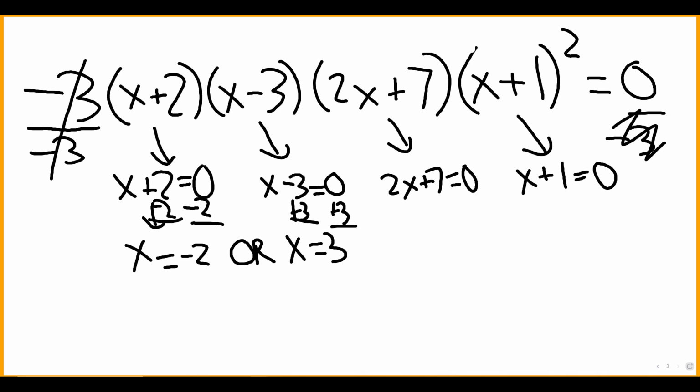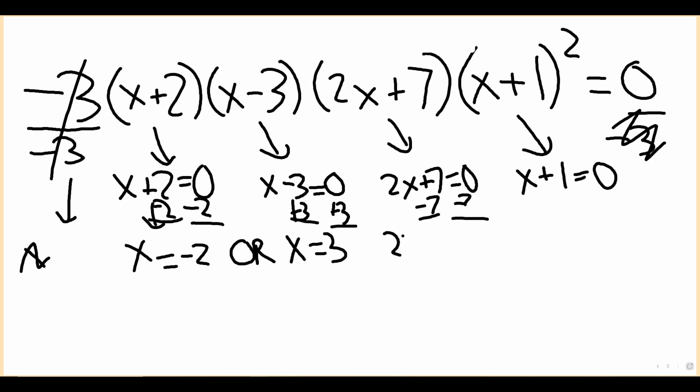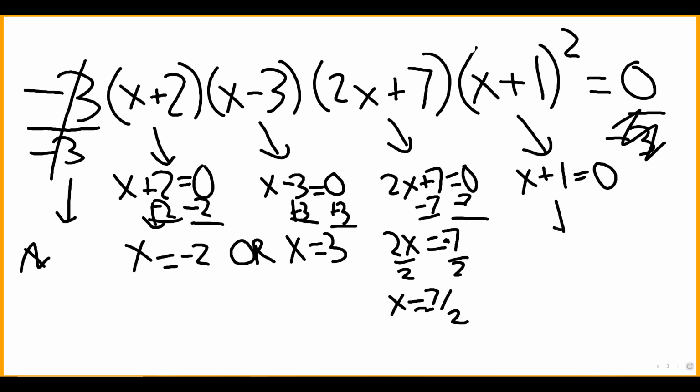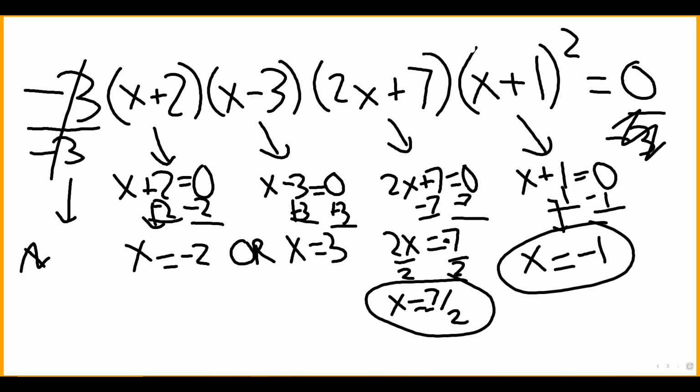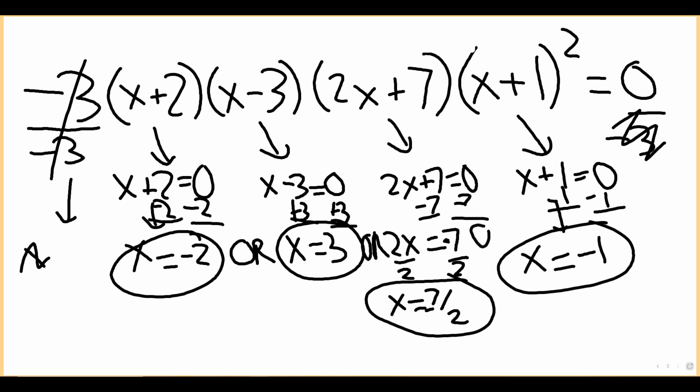Or you can subtract 7 from both sides, and now you have 2x equals negative 7, and you can divide both sides by 2, and then x has to be negative 7 over 2. And for this one, you can subtract 1, and you get x equals negative 1. So any of these can be the answer. Just add some ors over here.